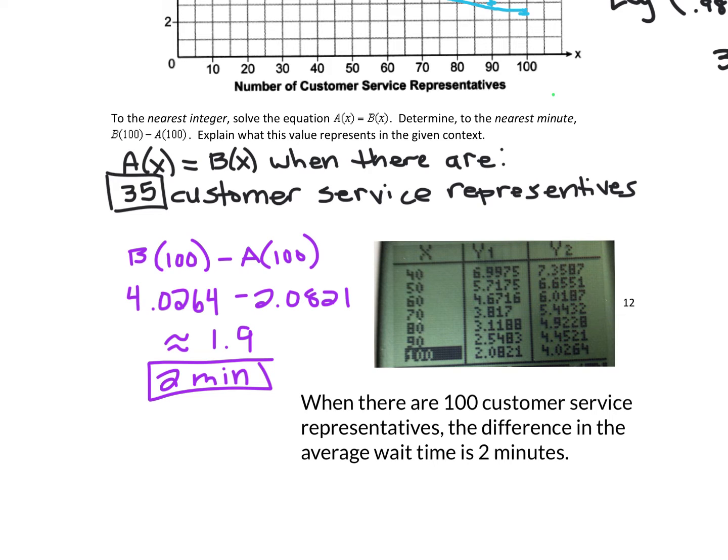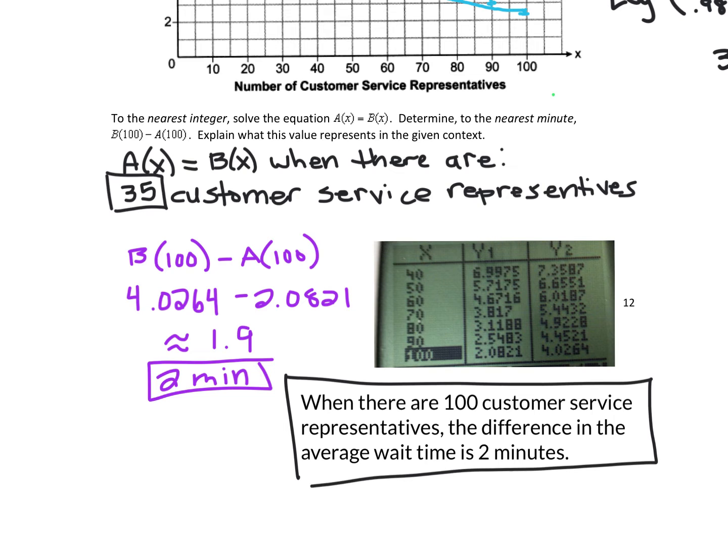So you could just write that out. I'm going to box that off because that's also an answer. So when there are 100 customer service representatives, the difference in the average wait time is 2 minutes.